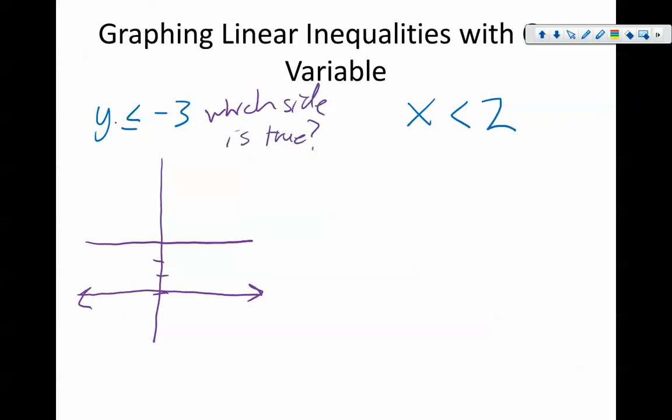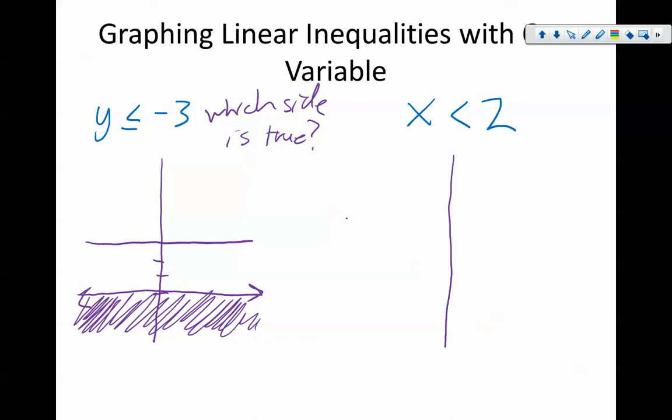Well, y is a number smaller than -3. So, any number smaller than -3 will make a true statement. So which side of the line is smaller than -3? That would be this side of the line. So I shade this side of the line. Everything on the line y = -3 works because -3 is equal to -3, and everything below -3 is going to work.